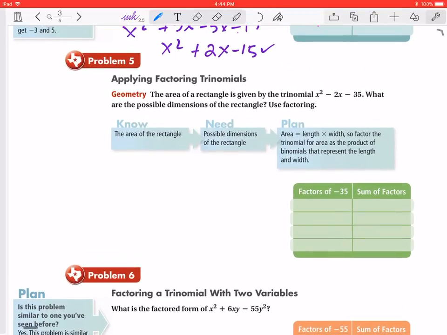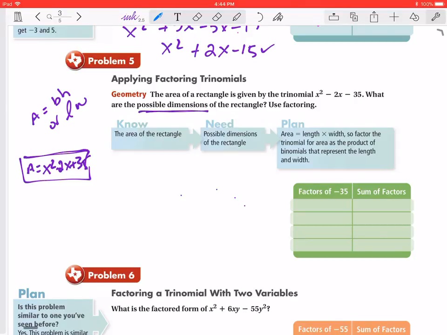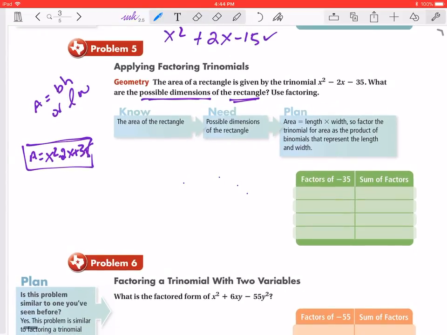So problem number 5, it says applying factoring trinomials, okay? We have an area of a rectangle, so area is equal to base times height, or we can say length times width. So we have a rectangle, and we know that the area of this rectangle is equal to x squared minus 2x minus 35. And we want to know what the possible dimensions of the rectangle are using factoring, okay? So we're going to factor the trinomial into the product of binomials that represent the length and width.